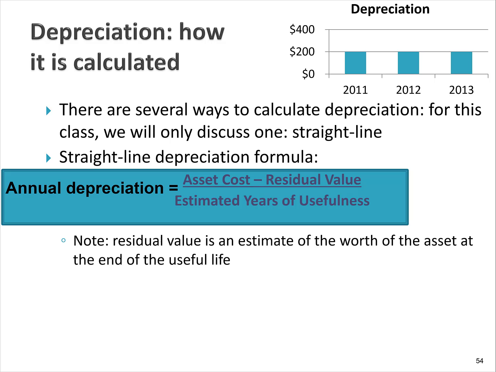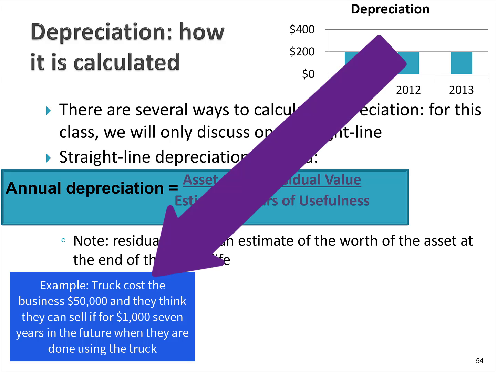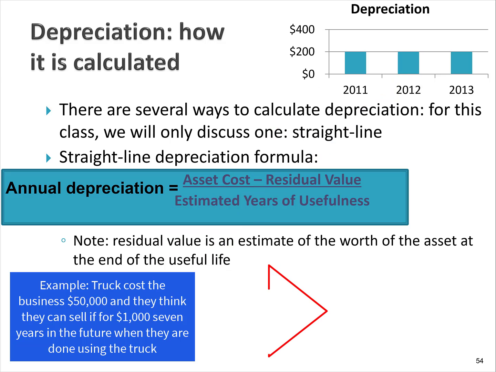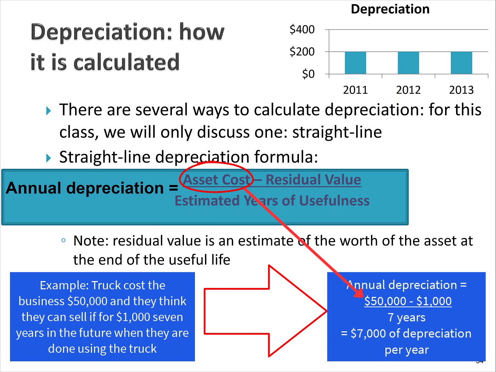So let's say you buy a truck for your delivery business. If the truck costs $50,000 and you think when you're done using it, you'll be able to sell it for $1,000, then the top of the formula would be 50,000 minus 1,000. And if you thought you could use the truck for 7 years, 7 would be on the bottom. So then you take 49,000 divided by 7, and you would get $7,000 of depreciation expense per year.